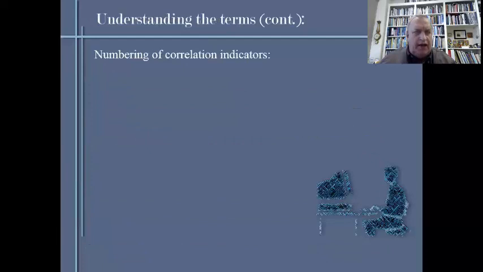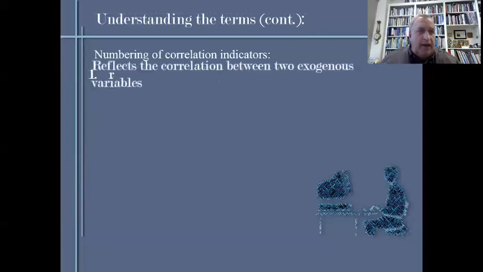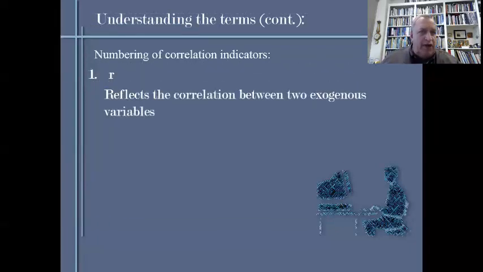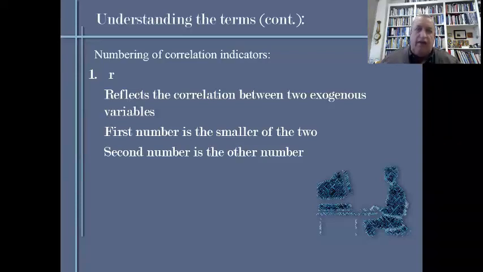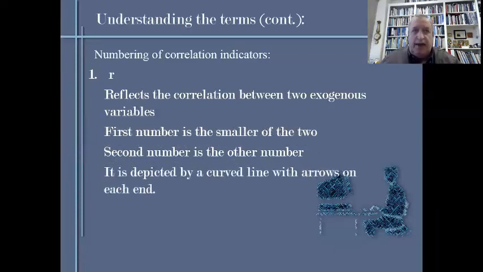The numbering of the correlation indicators is very similar, and here we represent this by R. And the first number reflects the correlation between two exogenous variables. And the first number is the smaller of the two. So if you've got variables 1 and 2, the first number is going to be 1. But if you had variables 3 and 4, the first number would be 3. And the second number is the other number. So in our example of correlation between variables 1 and 2, it would be R subscript 1, 2. If it was variables 3 and 4, it would be R subscript 3, 4. It is depicted by a curved line with arrows on each end.